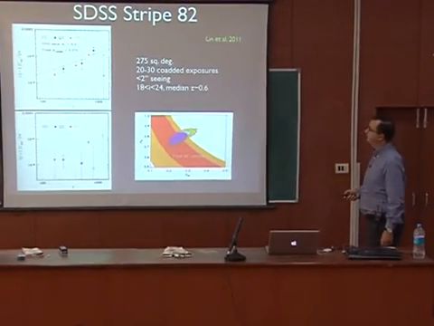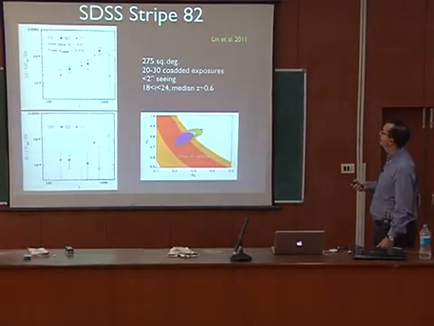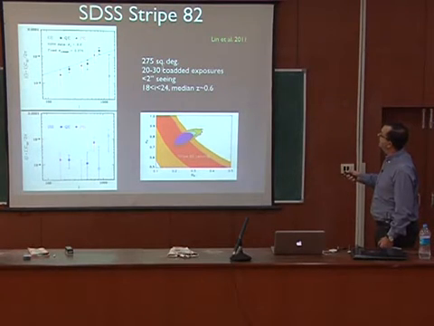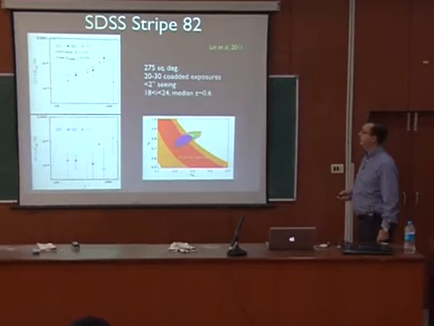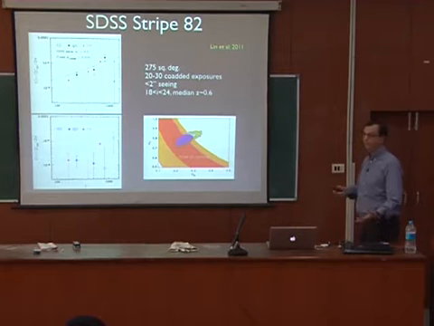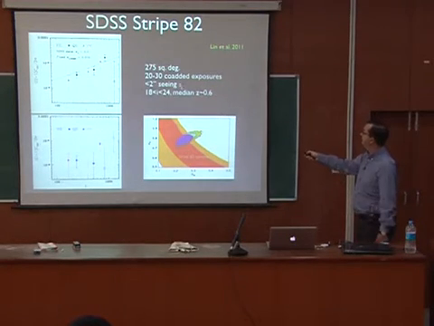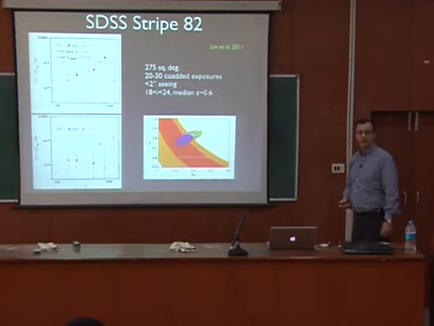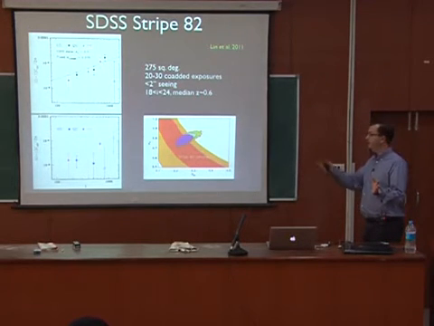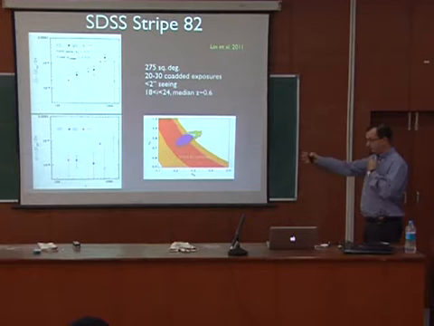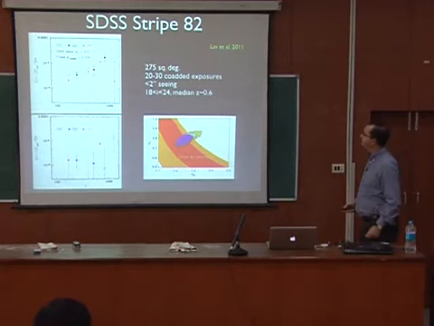This is a measurement with the Sloan Digital Sky Survey Stripe 82 by Lin et al. See here they have about 300 square degrees, 275 square degrees, so more than 10 times larger than the previous measurement, but they're shallower. You see the median redshift now is 0.6. While in Cosmos it was larger than 1, now it's 0.6, so it's shallower and wider.